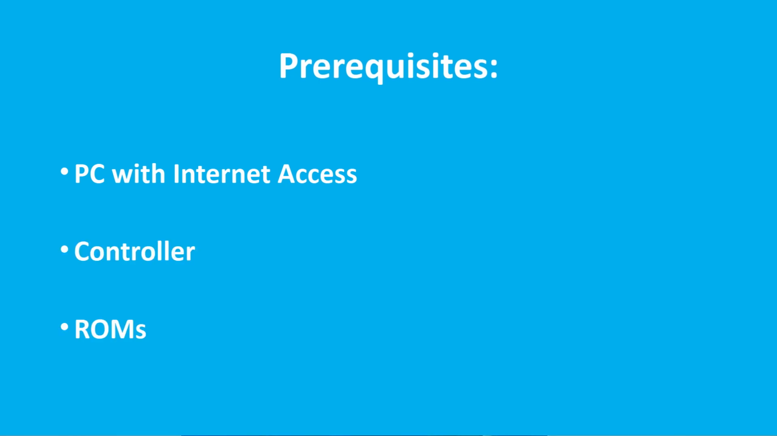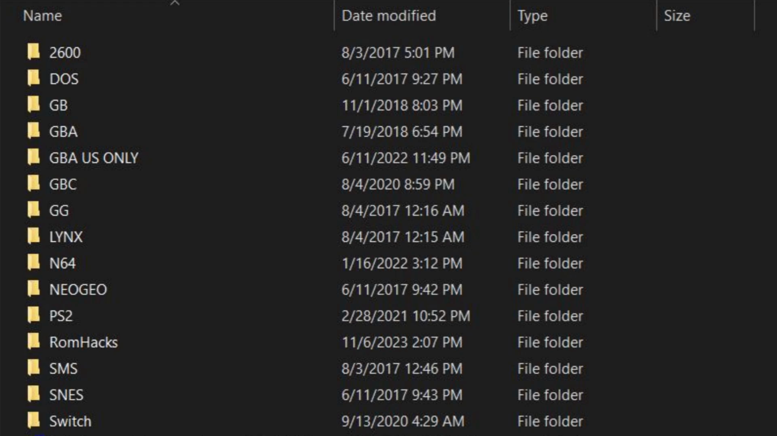To get started, you'll need a PC with an internet connection, a controller, and some ROM files of your favorite classic games. I like to organize my ROMs into subfolders for each console or handheld. This may reduce the likelihood that RetroArch will mix up your Super Nintendo ROMs with, say, your Atari 2600 ROMs. We'll see why this is important in just a moment.